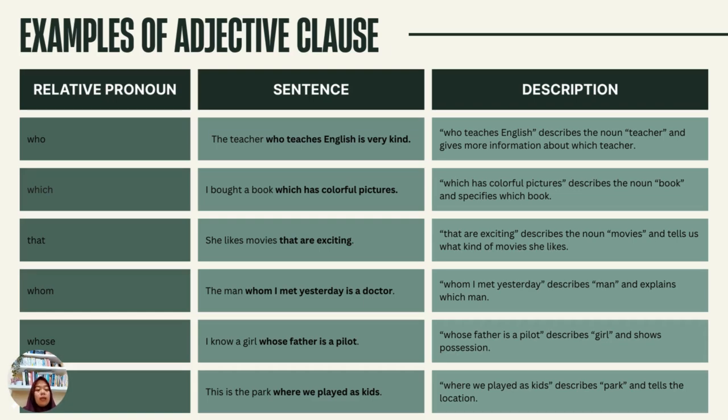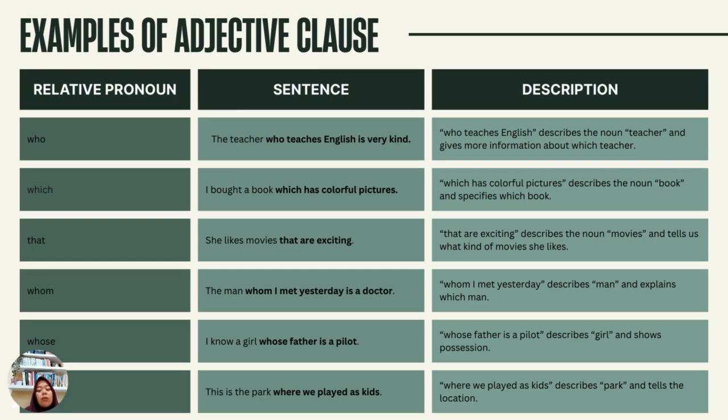And then the fifth example: I know a girl whose father is a pilot. The relative pronoun in that adjective clause is whose. The clause whose father is a pilot describes the noun girl. Whose shows possession and tells us something about the girl's family.